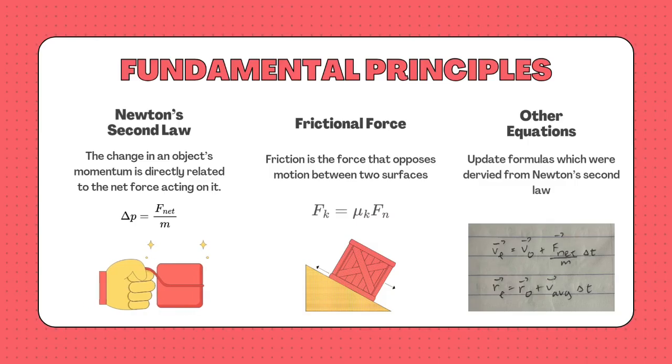So some of the fundamental principles that were used during this lab were Newton's second law, which says that the change in an object's momentum is directly related to the net force acting on it, which is also shown in the equation. And then the frictional force, which is a force that opposes motion between two surfaces. The force of friction is equal to mu, the coefficient of kinetic friction, times the normal force on the object. And some of the other equations used were the velocity update formula and the distance update formula as well, which were derived from Newton's second law.